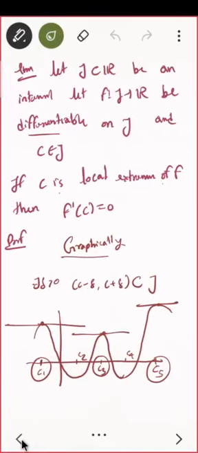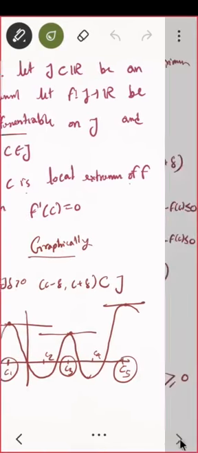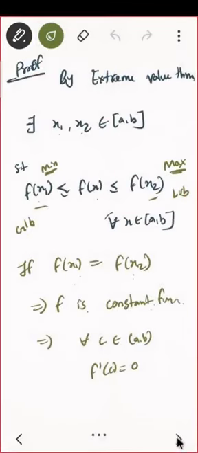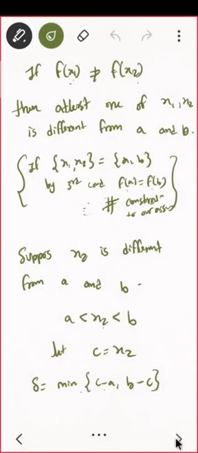Or local maxima or local minima, then f dash of c must be 0. And I told you why this must be 0. You must see my previous lecture. Okay. What is the next?